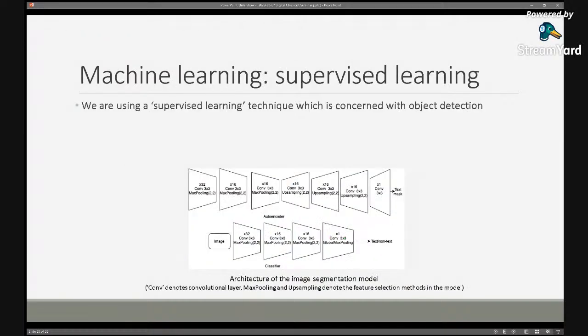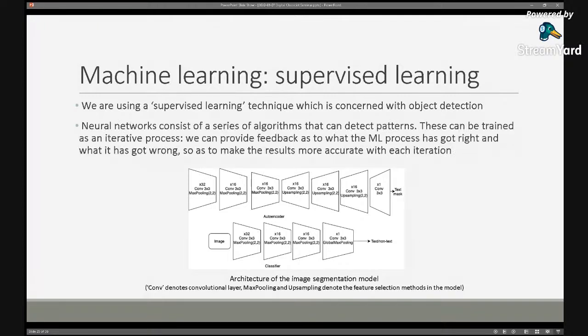And we're using a supervised learning model, so that's concerned with object detection. We're using neural networks, so that's algorithms that look for patterns, essentially. And you train it as a kind of iterative process. So you provide it with images, and then it gives an output, and you point out the areas that it's got right and the areas that it's got wrong. And every time you run the iteration, you hope to refine the process to make it more accurate. That's essentially how it works.